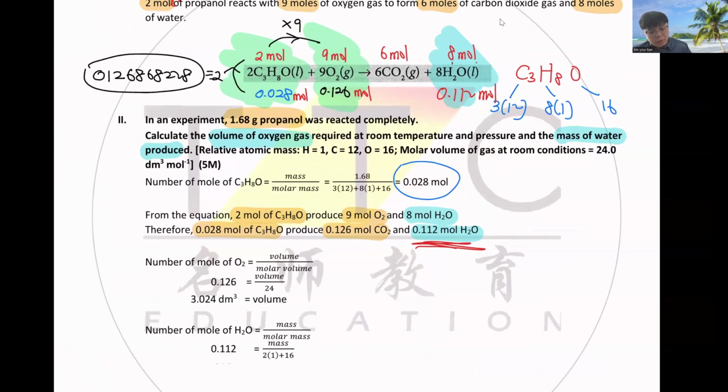They are all using the ratio: 2 mole reacts with 9 mole to form 6 mole and 8 mole. From there, you do the calculation. Then you will get 0.112, then 0.112 times the mass of water. Water is H2O, so H is 1, O is 16.